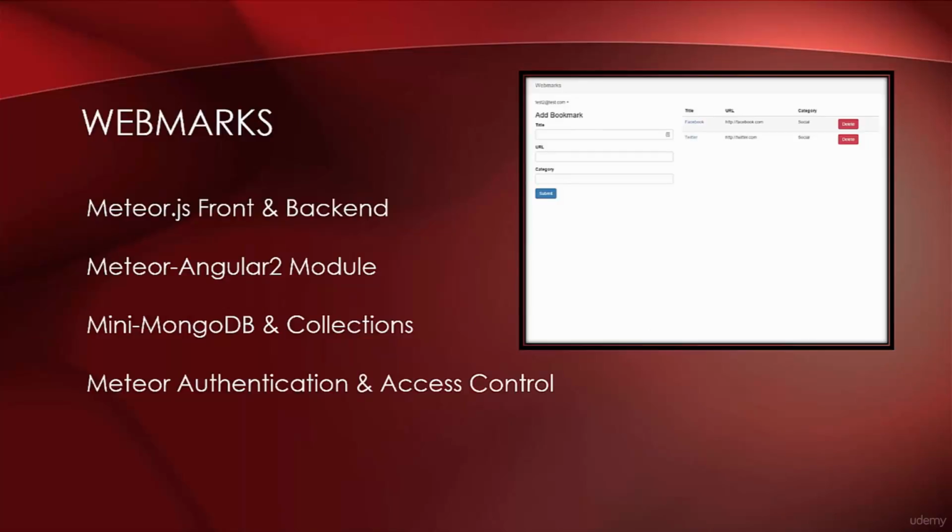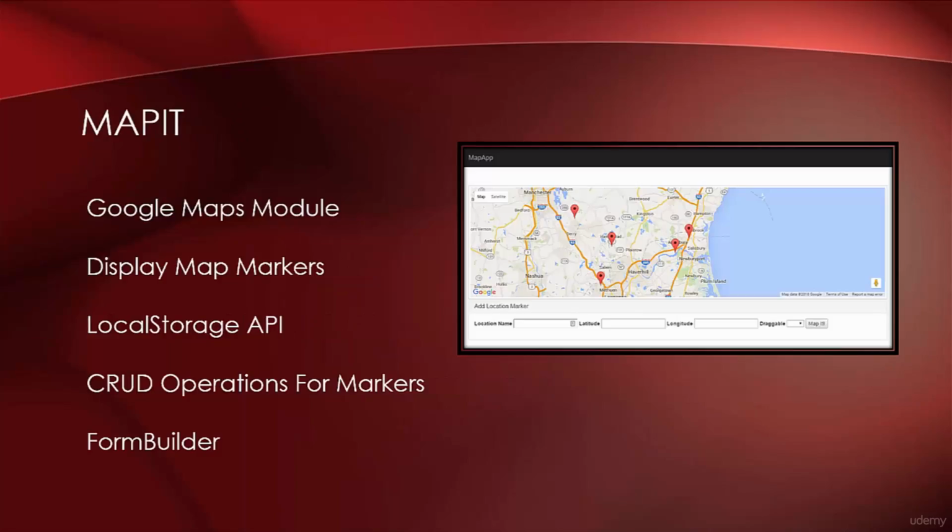WebMarks was a bookmarking system, and we used Meteor.js in the front and back end. We used MiniMongo and MongoDB, and we also set up a little bit of authentication and access control. Mapit was our Google Maps module. We could display different markers in the map. We used the local storage API to store locations. We could perform CRUD operations, and we also used Angular 2's form builder.